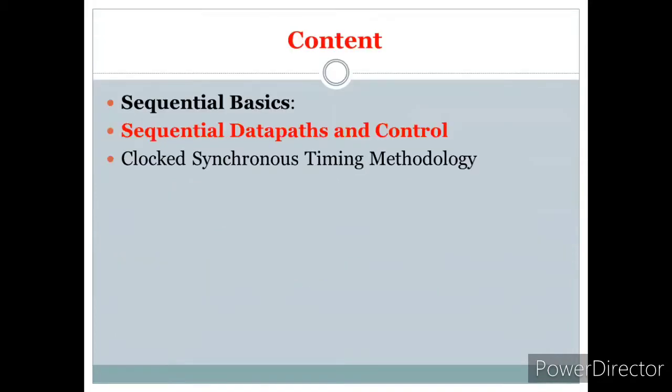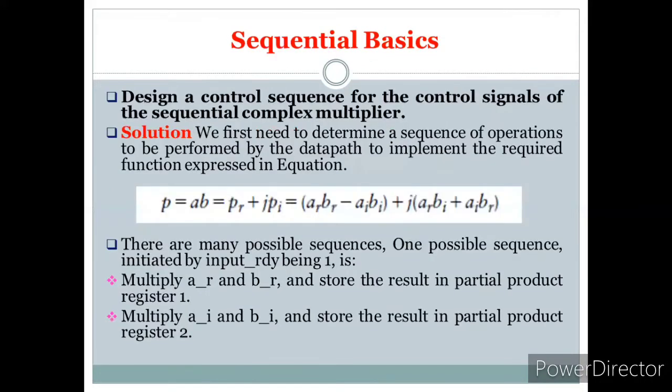Today, we'll be concentrating on a sequential data path and control signal. Already we have seen this in the previous session. We'll be just continuing about that. So the example of today is that we have to design a control sequence for the control signal of a sequential complex multiplier. So let us see the solution for this one.